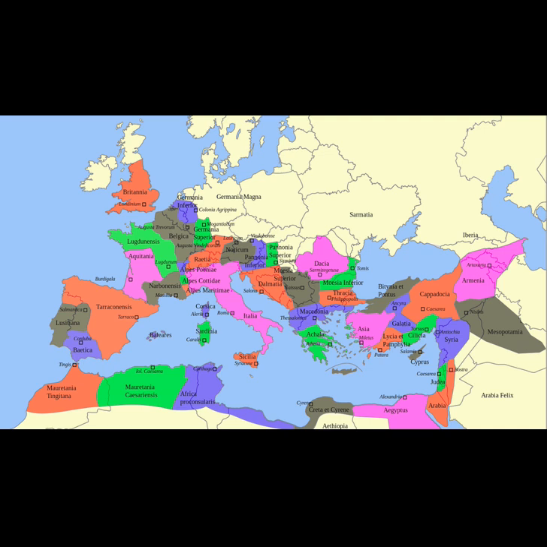Each province was administered by a magistrate called a proconsul or propraetor, who was politically powerful. Such a person was also responsible for the collection of taxes and the handling of juridical procedures. Provinces were not obligated to provide troops to Rome, but they had to pay annual taxes.